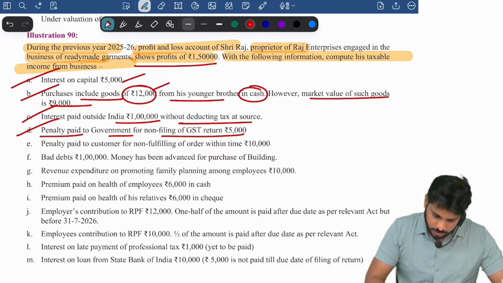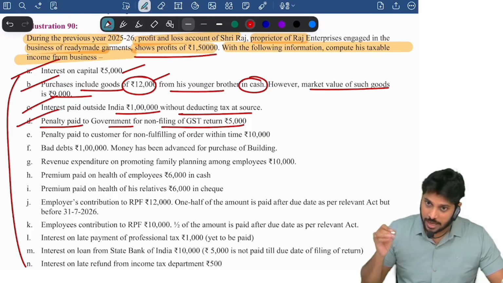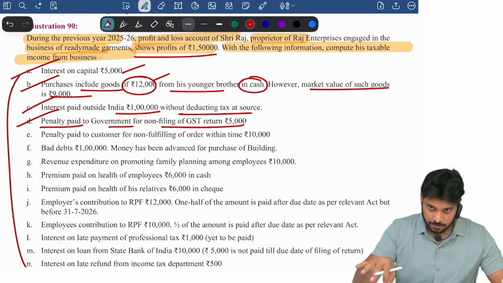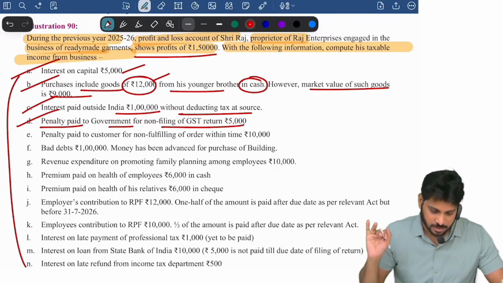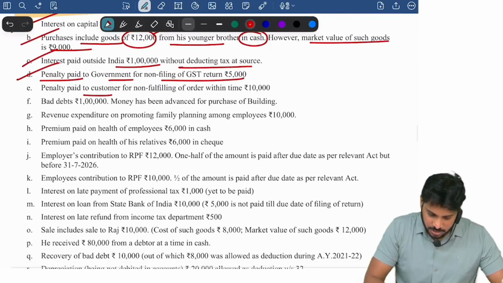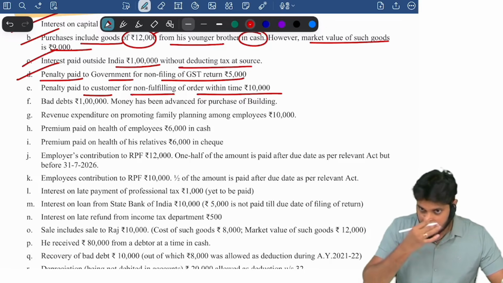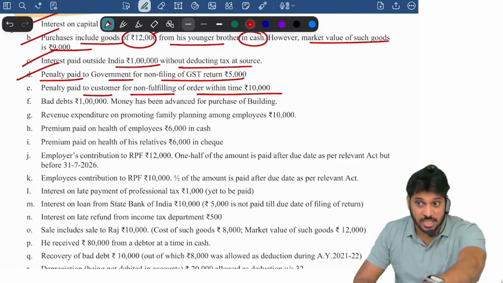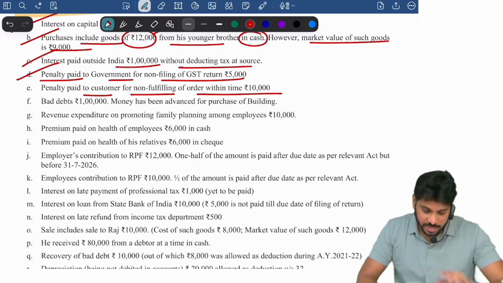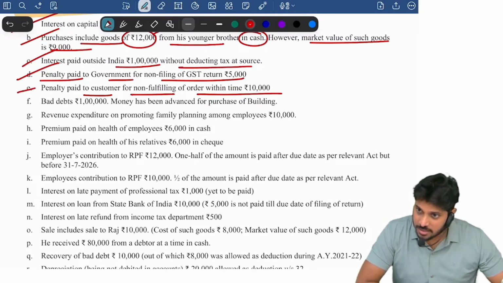Then remember, these are all items. This entirely is the P&L account. I think any expense item is debited, income items are credited. That's what I meant. Okay. Then penalty paid to customer for non-fulfilling order within the time limit. It's a normal course of business. Allowed. No treatment. Am I right?